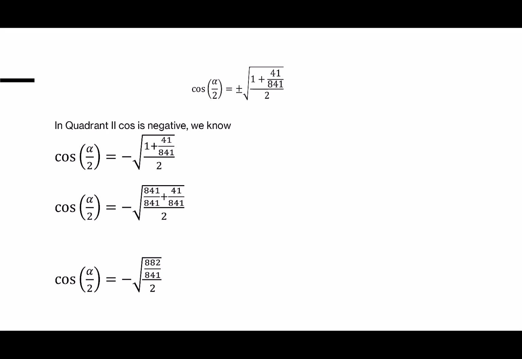Because I have a complex fraction, dividing by 2 is like multiplying by 1/2. If I divide 882 by 2, I have 441 over 841. In this case, I have a perfect square. The square root of 441 is 21, and the square root of 841 is 29. This says that cosine of alpha over 2 is equal to negative 21 over 29.